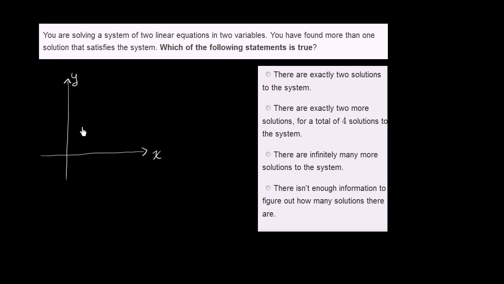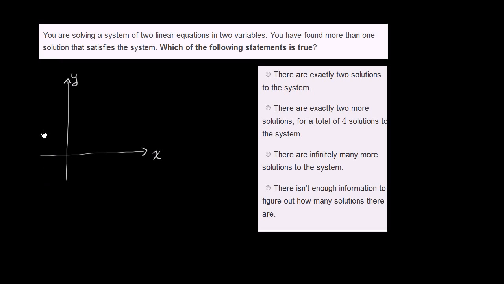Now, there's only three scenarios here. One scenario is where the lines don't intersect at all. The only way that you're going to have two lines in two dimensions that don't intersect is if they have the same slope and they have different y-intercepts. So that's one scenario, but that's not the scenario that's being described here. They say you have found more than one solution that satisfies the system. Here, there are no solutions. So that's not the scenario that we're talking about.